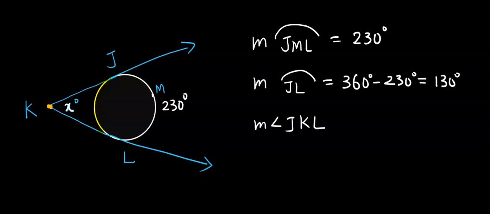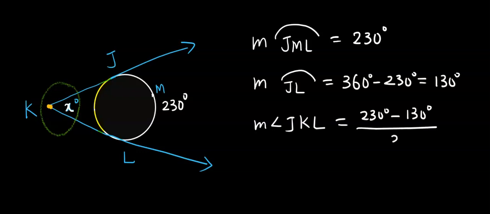All right, how do we find this angle measure? What we're going to do is major arc 230 minus minor arc 130, then divided by 2. So 230 minus 130, that's 100, divided by 2, and we have 50.